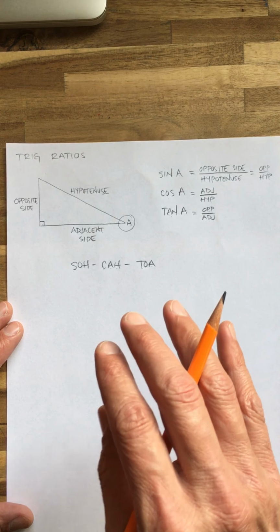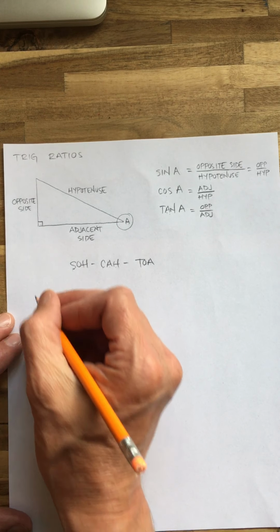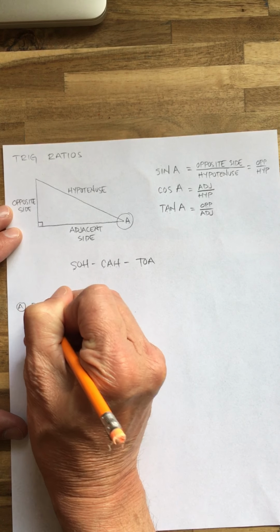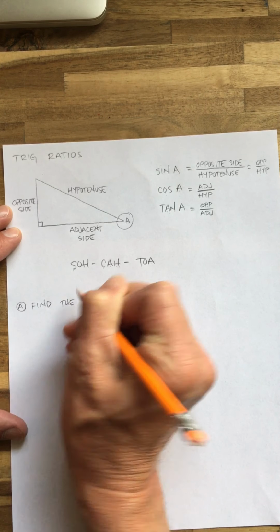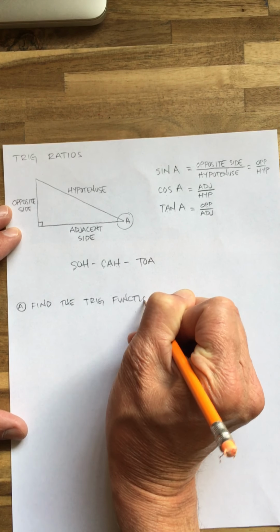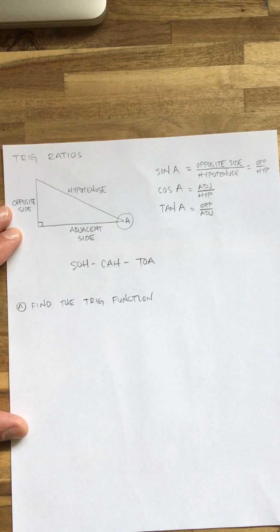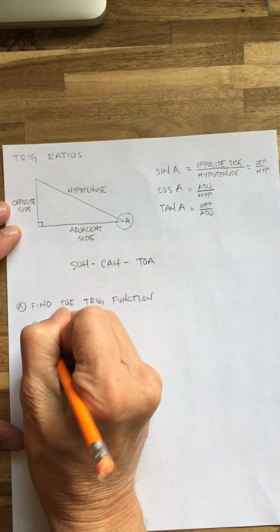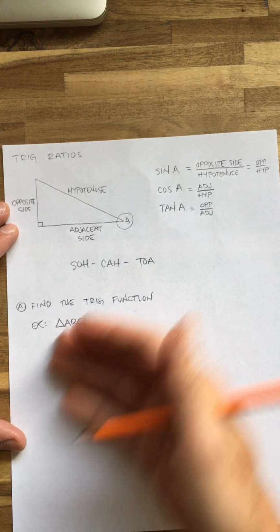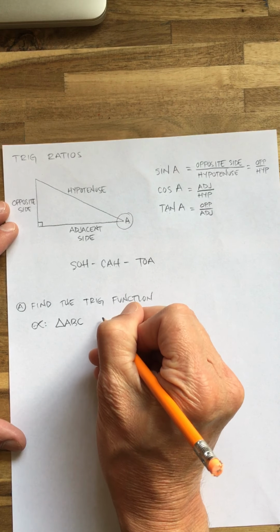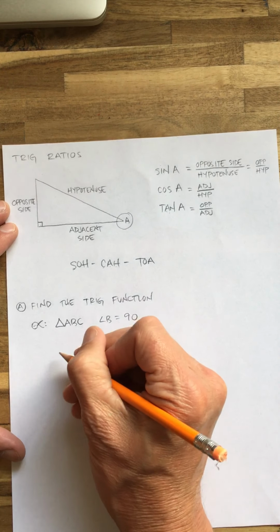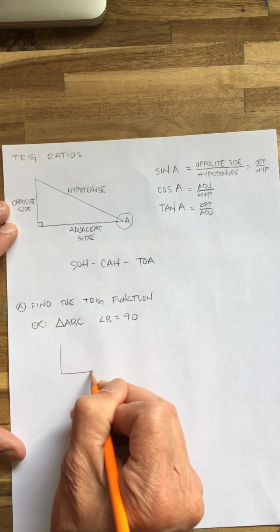So let's apply this to a problem. Here we go. Here's the first one. Find the trig function. All right, so here we go. We have example, triangle ABC. Angle B is equal to 90 degrees. And so what we're going to do is just draw a triangle, ABC.